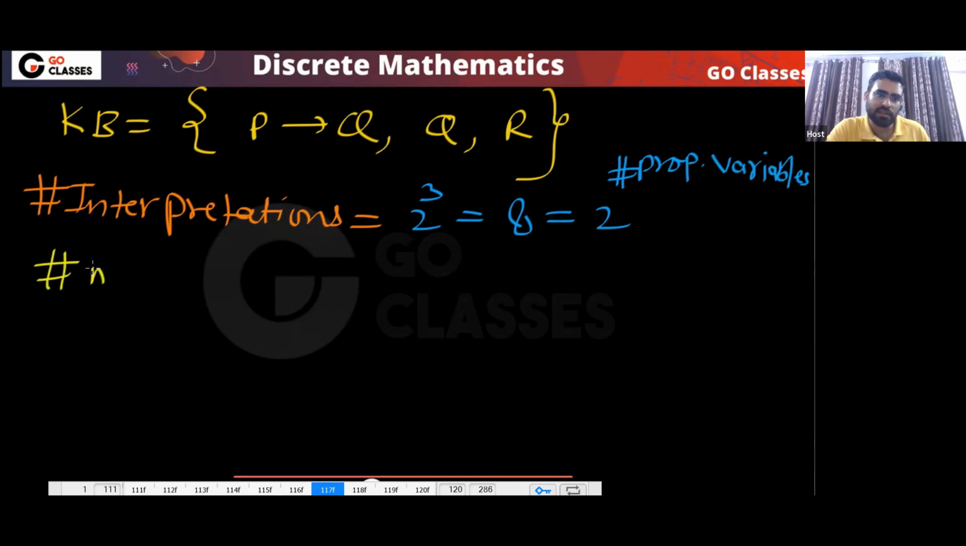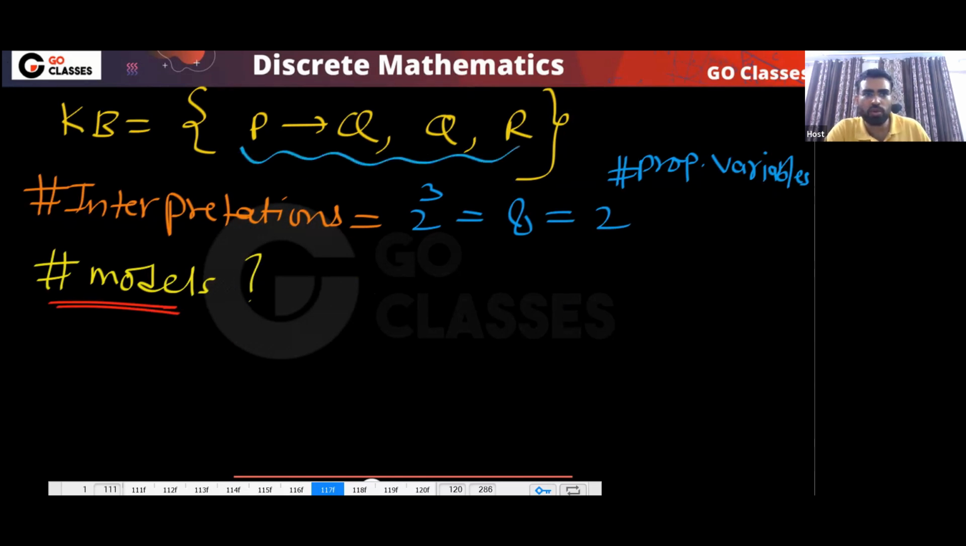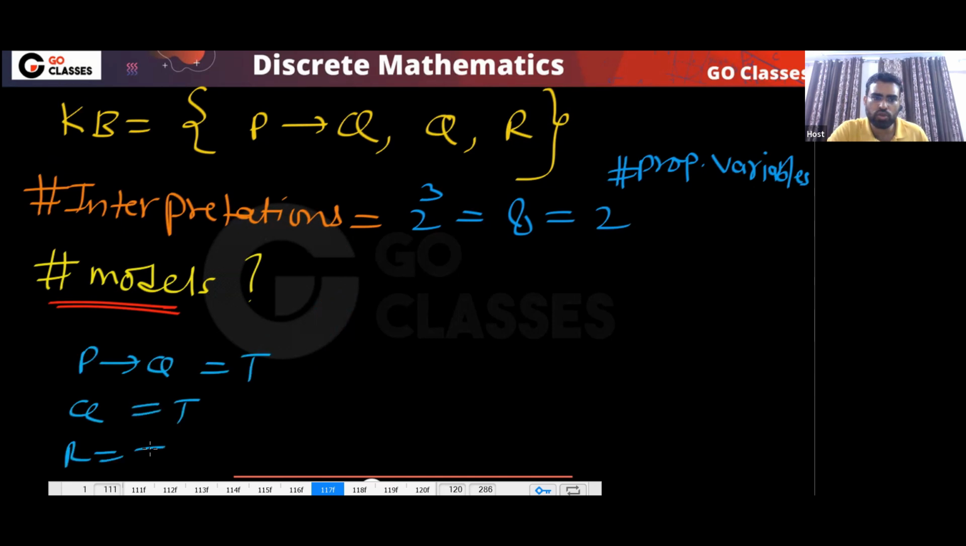How many models are there? Remember, model basically means that all of them should become true. If you want a model, then what does it mean? How many choices for Q? Only 1, because Q must be true. I am finding a model. Model is an interpretation where all of them are becoming true. So I can say that this also should be true, this also should be true, and this also should be true.